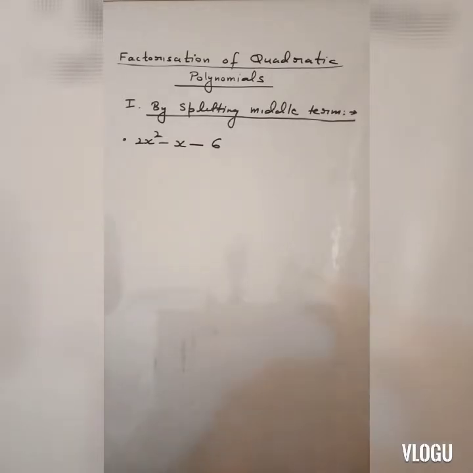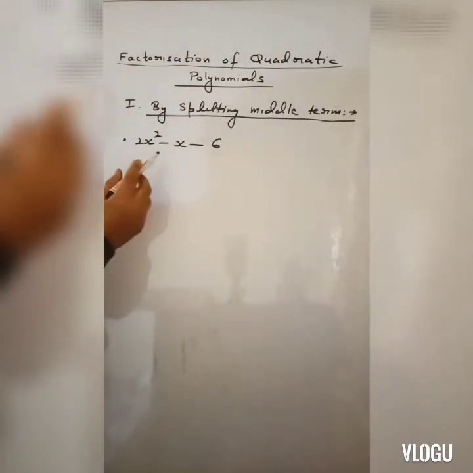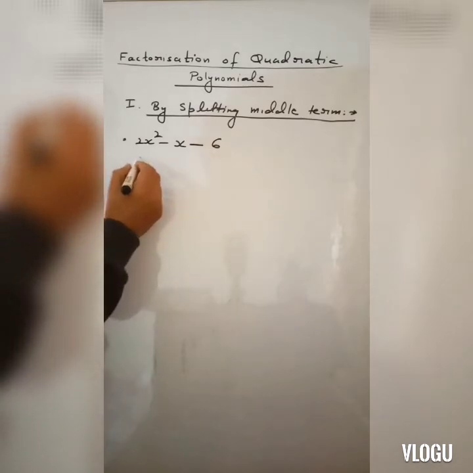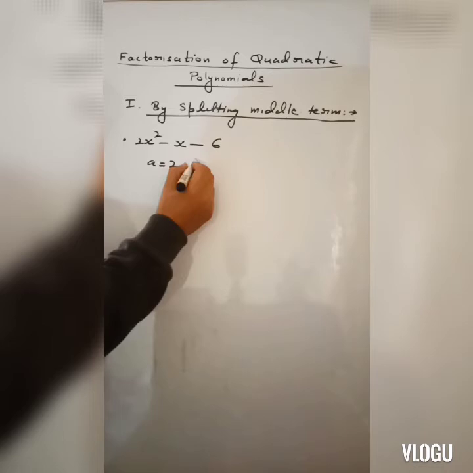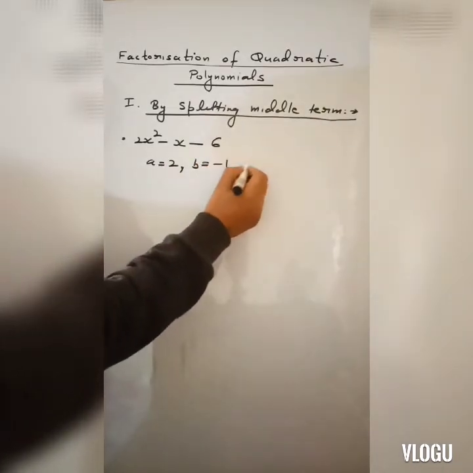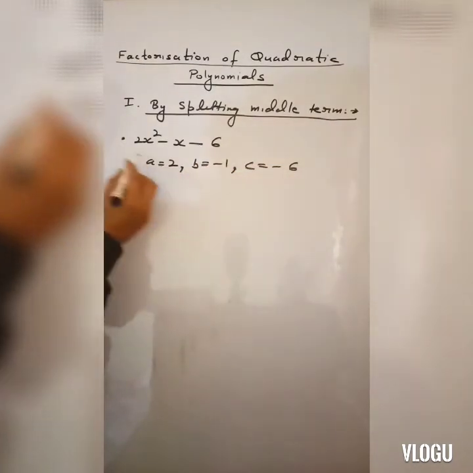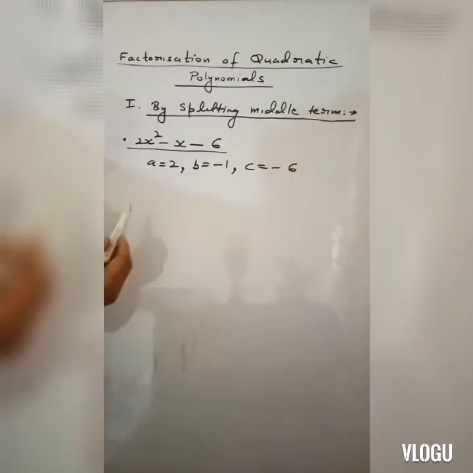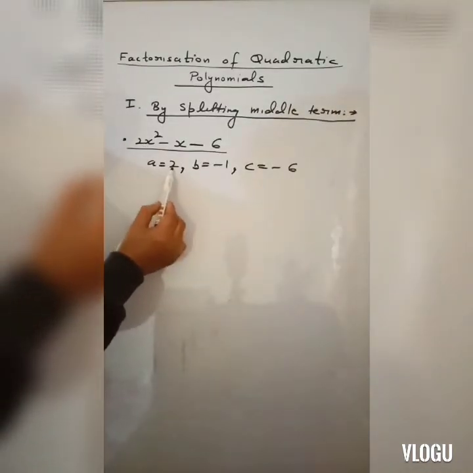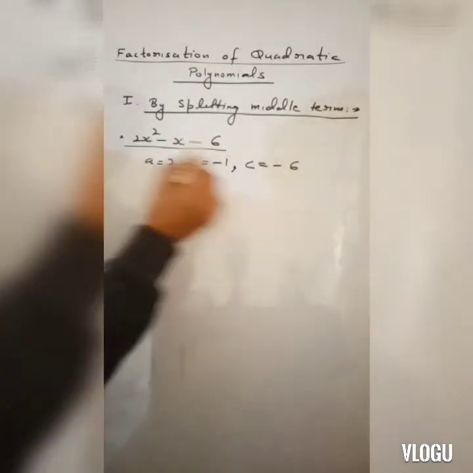Okay, see one more example. Like we have 2x square minus x minus 6. And in this quadratic polynomial, you can see that a is 2, b is minus 1, and c is minus 6. Again, see it's in standard form. First, it should be in standard form. Then find a, b, c. A is the coefficient of x square, b is the coefficient of x, c is your constant term.